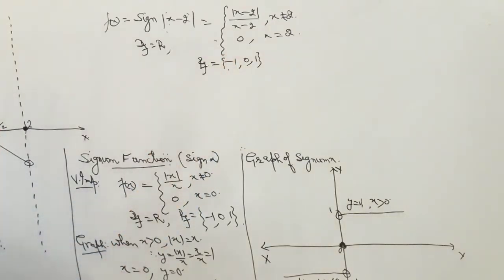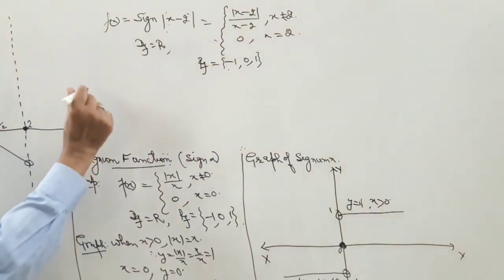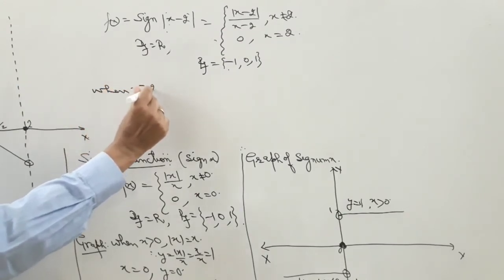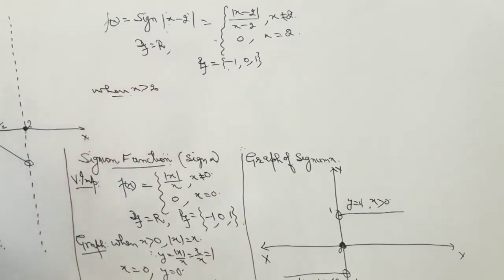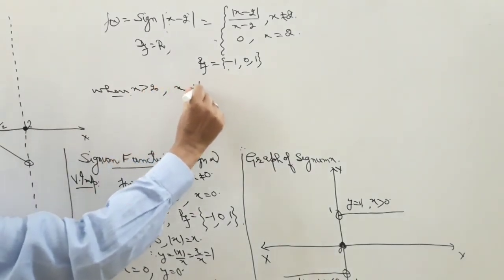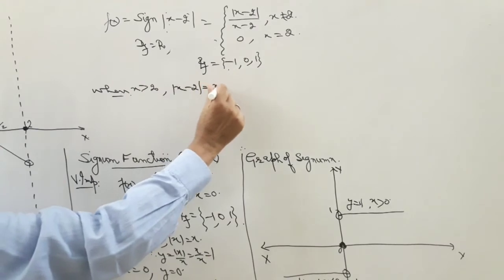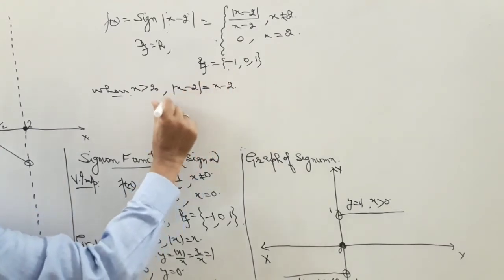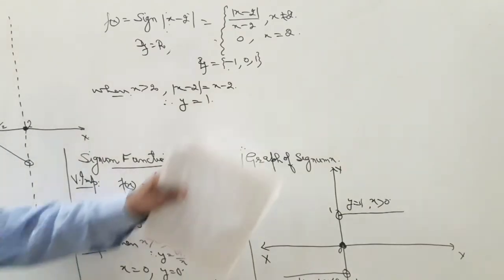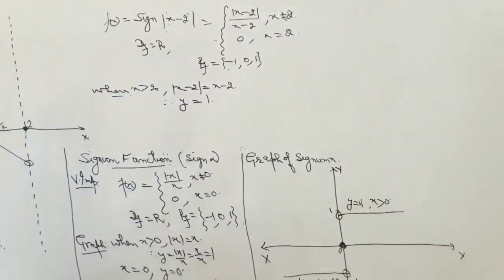Now, to find out the graph, let us make the calculations. When x is greater than 2, what happens? The modulus of x minus 2 is equal to x minus 2. Therefore, y is equal to 1, since it is x minus 2 upon this.